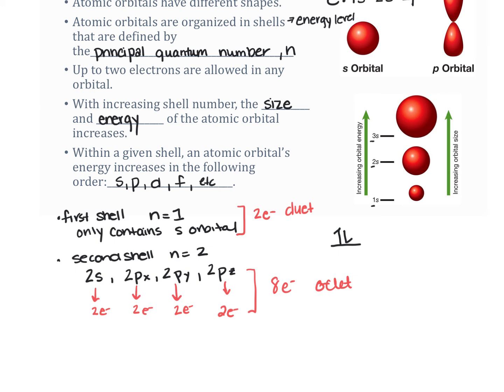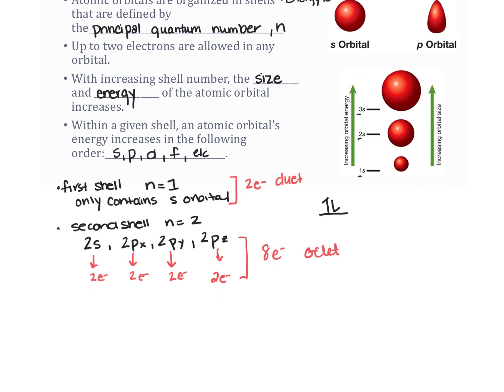Now, with increasing shell number, as we mentioned, the size and the energy of the atomic orbitals increase. And you can, of course, see that in the figure there. And then within a given shell, the atomic orbital energies increase based on S, P, D, F. So for example, the S here has a lower energy than the P does. So that's some things to remember.